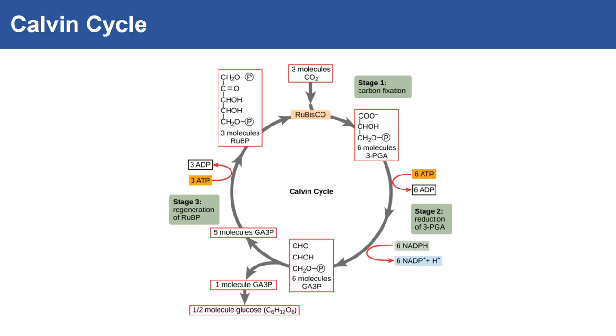Three steps. Step 1, carbon fixation. Step 2, reduction of 3-PGA. Step 3 is regeneration of ribulose bisphosphate.